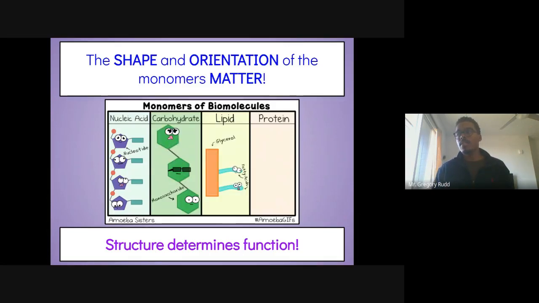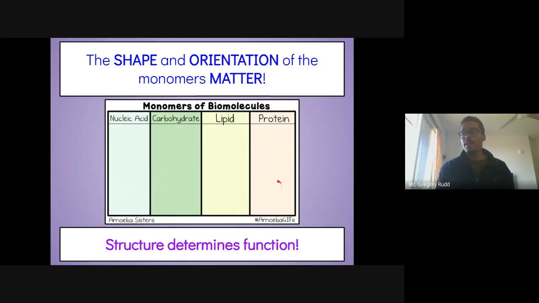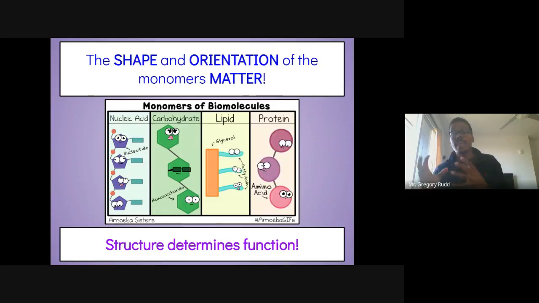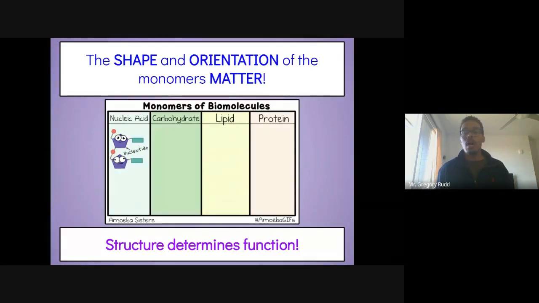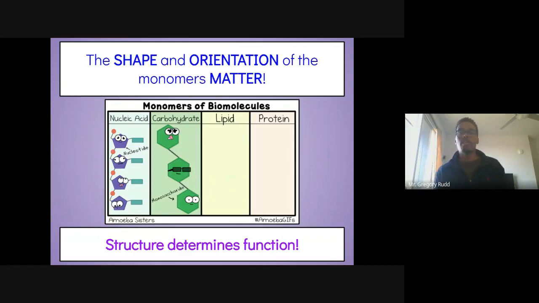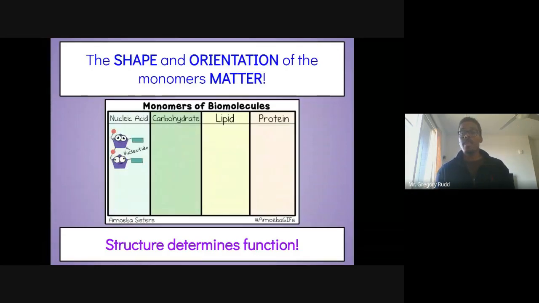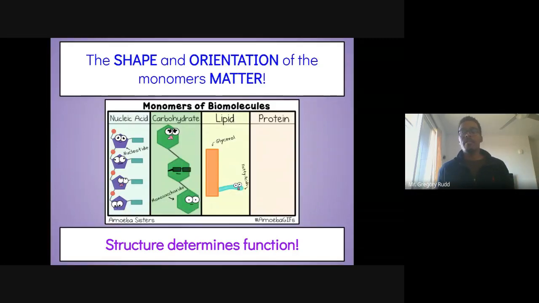Same thing with proteins. Proteins are made up of amino acids. Amino acid is the monomer of a protein. But there are 20 different amino acids. So even in those 20, I can combine them in different ways, and they have different properties. And that's what Janelle was talking about. They have different chemical properties. Some of them like water, some of them don't like water. Some of them have an electrical charge, and some of them don't have an electrical charge.